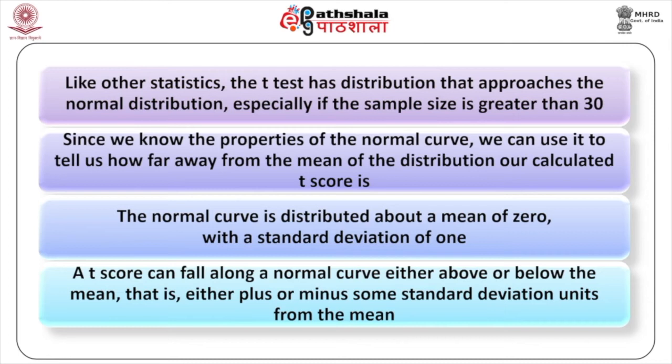size is greater than 30. Since we know the properties of the normal curve, we can use it to tell us how far away from the mean of the distribution our calculated t-score is. The normal curve is distributed about a mean of 0 with a standard deviation of 1. A t-score can fall along a normal curve either above or below the mean, that is either plus or minus some standard deviation units from the mean.